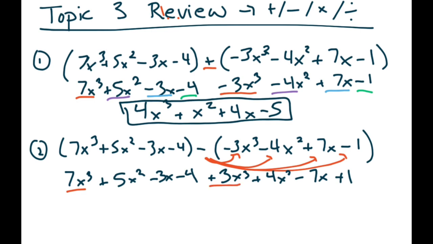So then when we combine, we'll get 10x cubed plus 9x squared minus 10x minus 3.